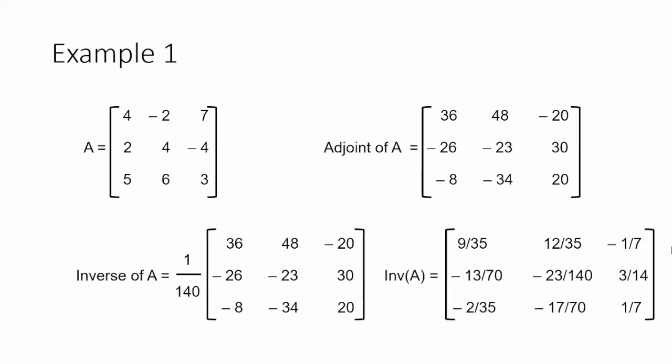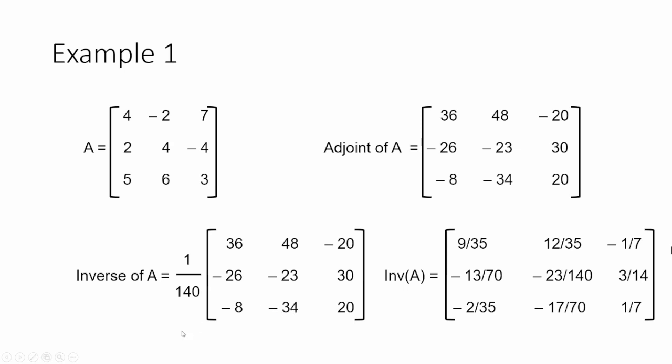Okay? So to get the inverse of A, that's basically 1 over the determinant of A multiplied by the adjoint of A. Let me repeat: the inverse of A is 1 over the determinant of A multiplied by the adjoint of A. So that's 36 divided by 140, 9 over 35. Negative 26 divided by 140 is negative 13 over 70. Negative 8 divided by 140 is negative 2 over 35. 48 divided by 140 is 12 over 35. Negative 23 divided by 140 is negative 23 over 140.